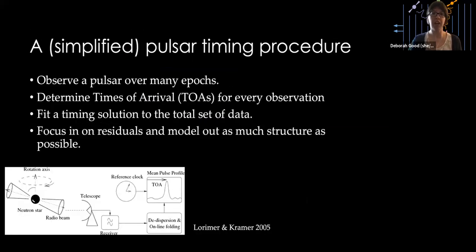So what we're doing in pulsar timing arrays is pulsar timing. We're observing the pulsar for a long period of time, i.e. many epochs. We don't need a long observation at each epoch, but we need to be taking data for a long period of time, i.e. years. Each time we take data, we determine a time of arrival. That's sort of our core data point for each observation. We fit a timing solution to the total set of data, which is really just a very large model fitting problem. And then, like you always do with a model fitting problem, we look at the residuals and we see what's left in the residual and try to remove as much structure as we possibly can.